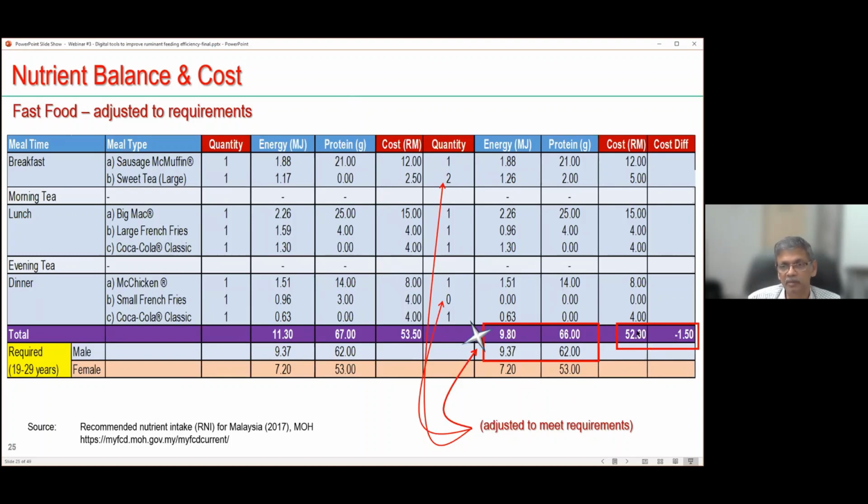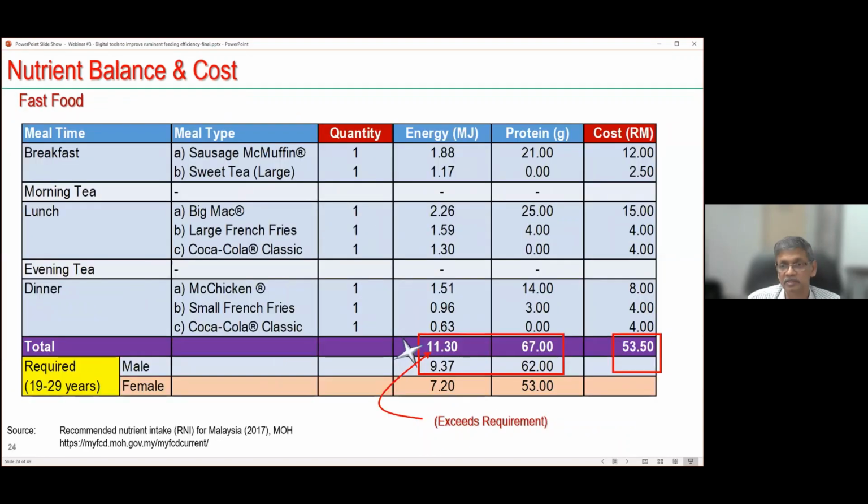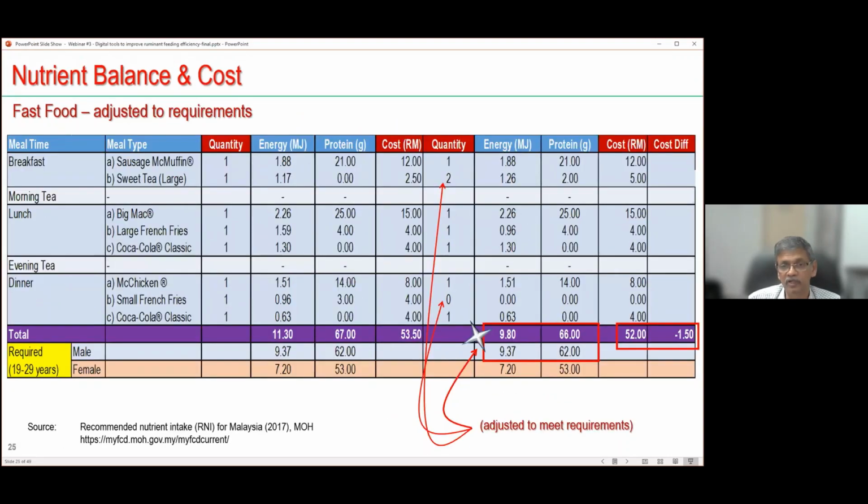Tapi kalau kita banding dengan local dengan imported, memang this is more expensive. RM52 compared to RM44. So you see the type of feed kita bagi, the choice of feed makes a lot of difference in terms of cost of feed. So this is where precision feeding ataupun kita feed efficiently becomes important.